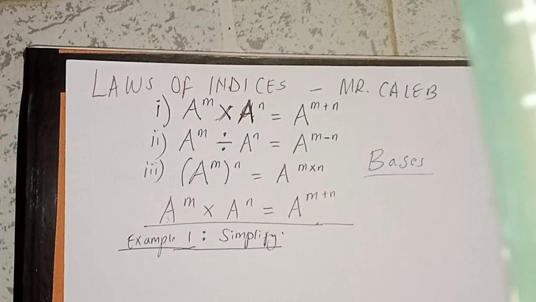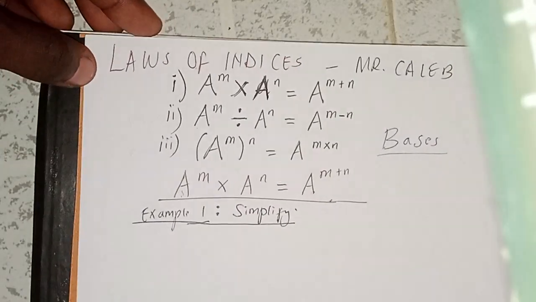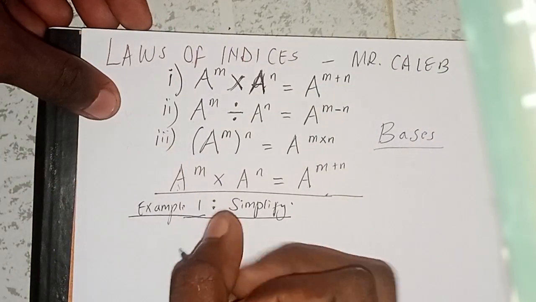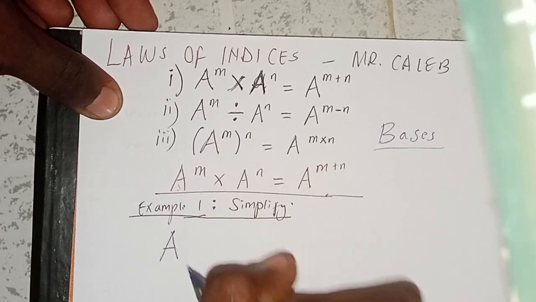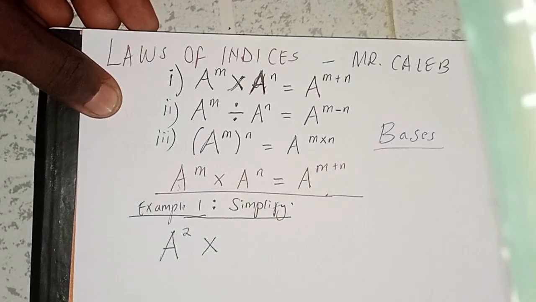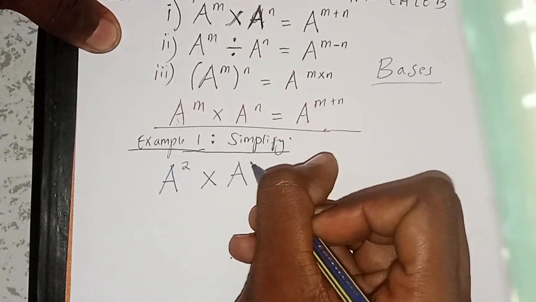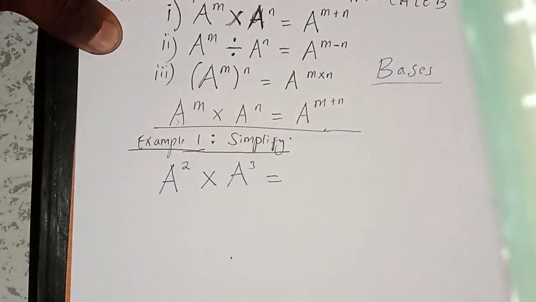We will look into that as we go on. So let us look at an example here. For example, I have a raised to power 2 multiplied by a raised to power 3. How do we simplify that?